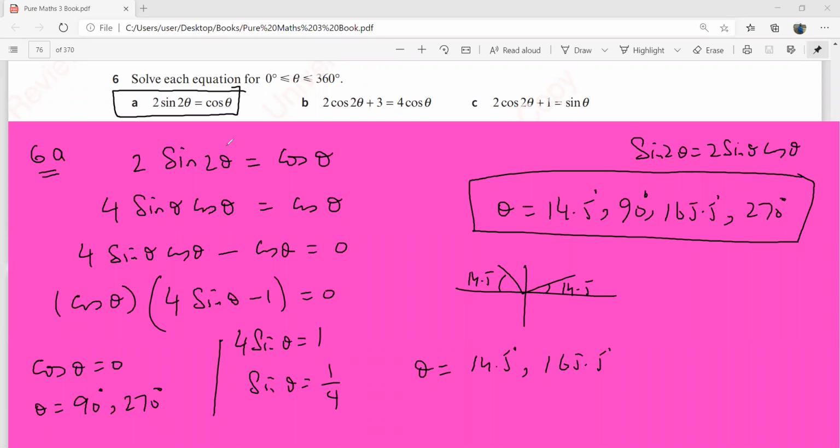So remember, first of all, we made the same angle throughout the equation using the double angle formula, and then we try to bring in one single trigonometric ratio into these equations.